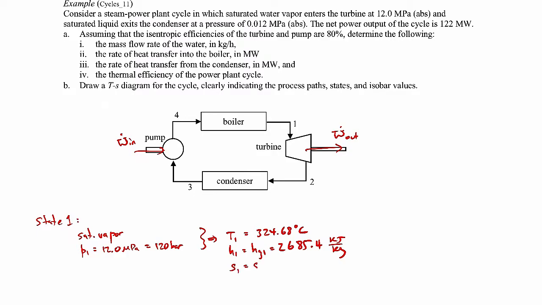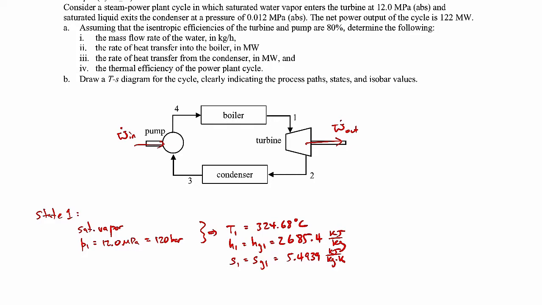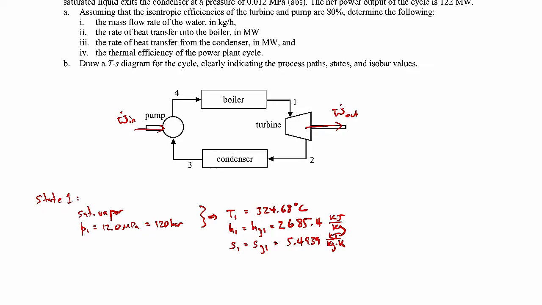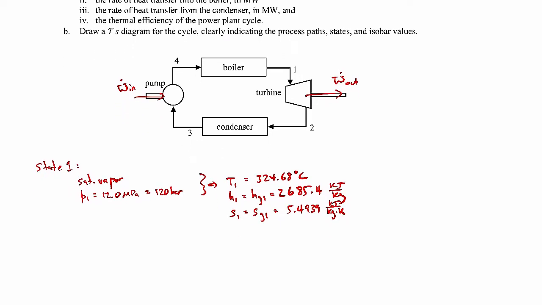So s1 is s_g1, which is 5.4939 kilojoules per kilogram Kelvin. I don't recall which table I used for this. These properties may come out of the back of your textbook, or they may be from the Excel table. It was a while ago that I worked through this problem, so I can't remember exactly which one I used. Okay, so that's state 1. Let's now focus on state 2.